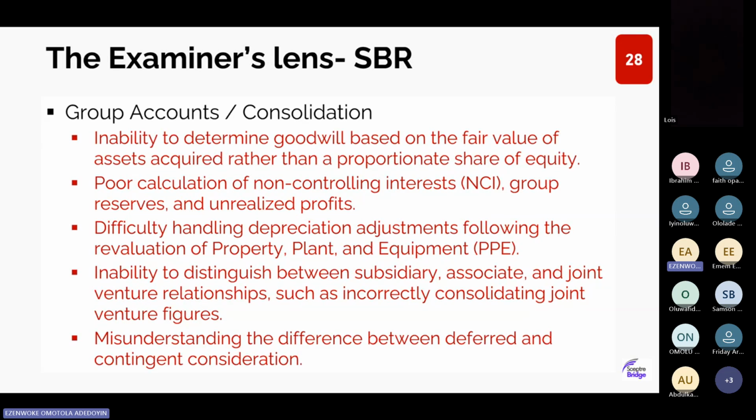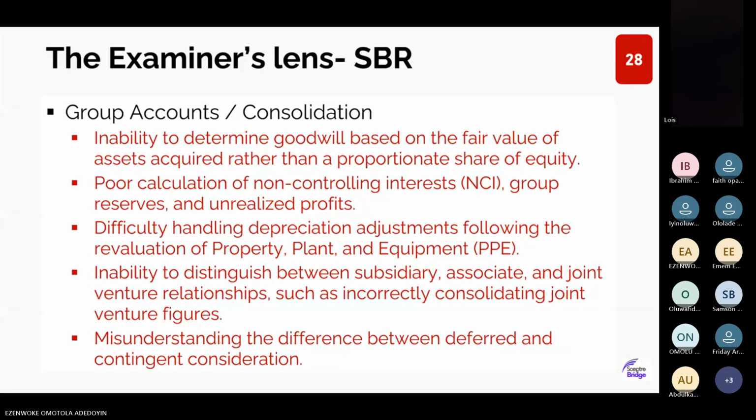Okay, so let's talk about the examiners' reports. What are the pitfalls they've noticed? They've talked about group accounting. They've said candidates are not able to determine goodwill based on the fair value of assets acquired rather than a proportionate share of equity. So you get to see these things in the class. Once you get to that topic, you'll see what this is about. So it's not difficult. It's just explaining how goodwill can be determined, right?